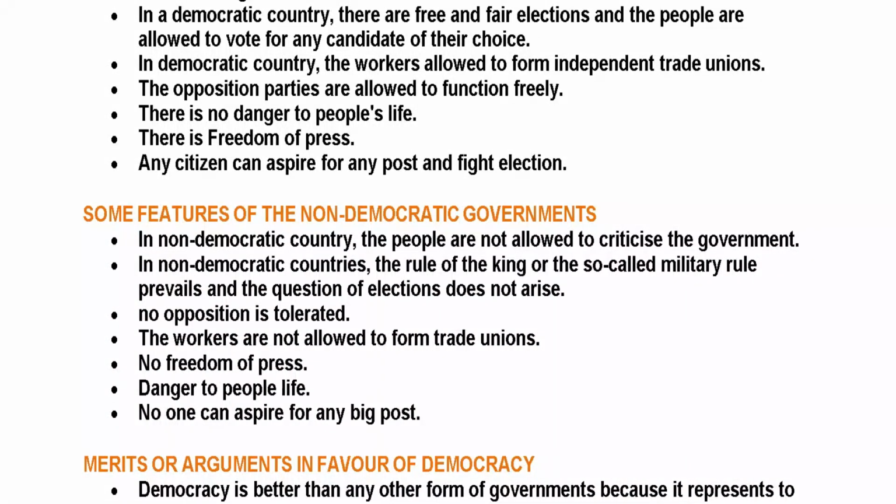Next heading, some features of the non-democratic governments. First, in a non-democratic country, the people are not allowed to criticize the government. In non-democratic countries, the rule of the king or the so-called military rule prevails and the question of elections does not arise. Next point, no opposition is tolerated. The workers are not allowed to form trade unions here. Next point, no freedom of press. Next, danger to people's life. Next point, no one can aspire for any big post.